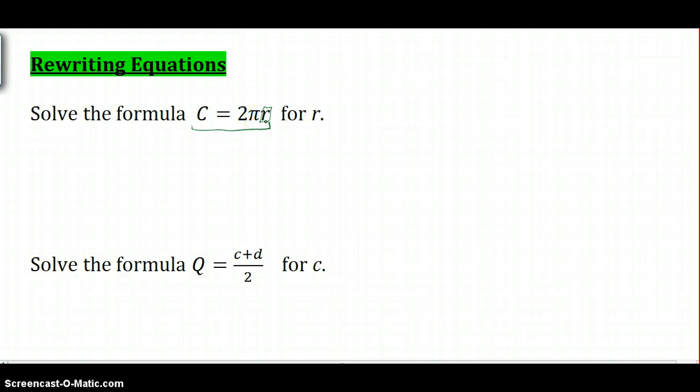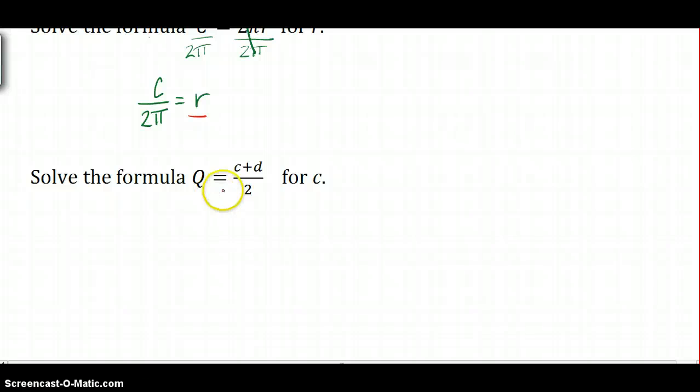So we need to get r all by itself. So we have to think, how do we get r by itself? Well, we have to get rid of this 2 and this pi. Right now this whole side is being multiplied, so the opposite to get rid of this stuff would be to divide. So you're going to divide both sides by 2 pi. Because then it's going to cancel here, and you're left with C over 2 pi equals, on this side you're just left with r. And you're done, because you were supposed to solve for r and you did. That's it.